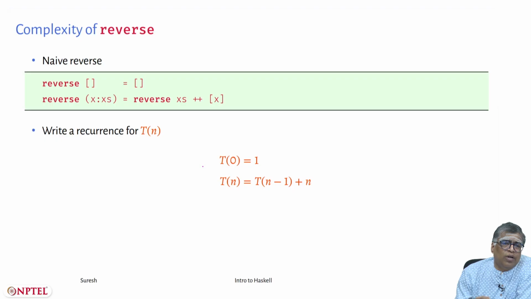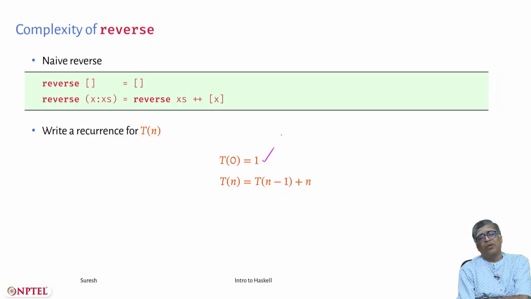Typically the way to solve this would be to write what is called a recurrence for T of n. This is just like writing a recursive program, except this is not a program, you are writing a bunch of equations for the time consumed. Okay. T of 0, if the list is of length 0, means that it is the empty list, you will have to do one reduction. So, you would be given reverse of the empty list, you would use the first rule for reverse to reduce it to the empty list. Okay. So, this takes one time.